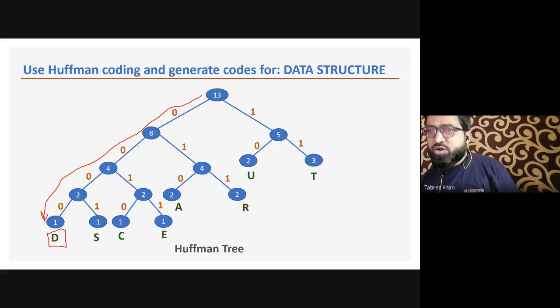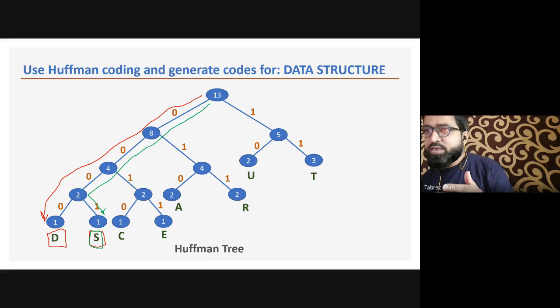Likewise, I need to find the varying length code of S. We'll go with a different color. For S, I need to start from my root node and follow the path. Along the path, whatever bits I get, 0, 0, 0, 1, that is the varying length code of S. Likewise for all the characters. For C, it is 0, 0, 1, 0. For E, it is 0, 0, 1, 1.